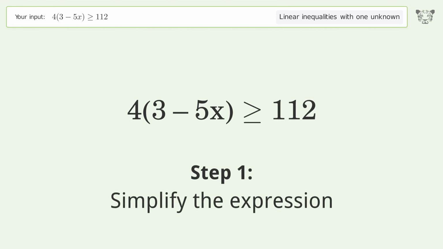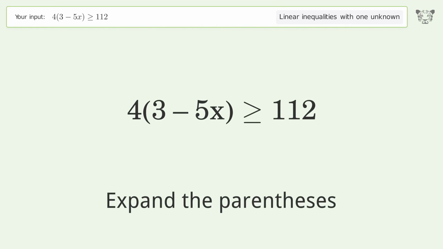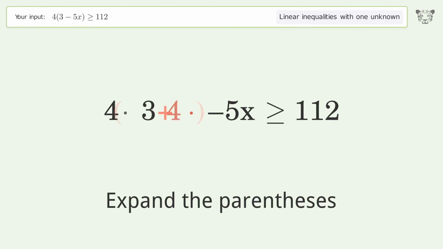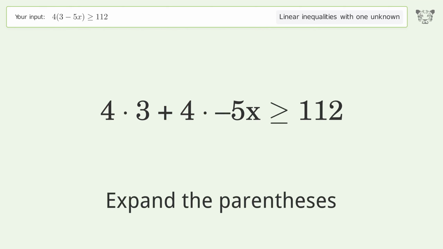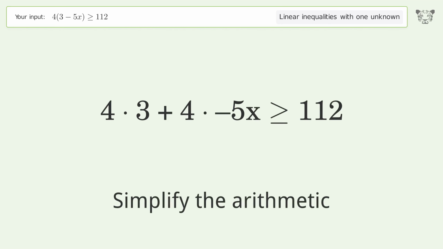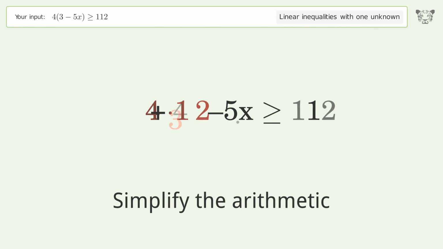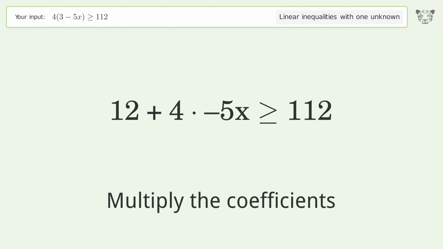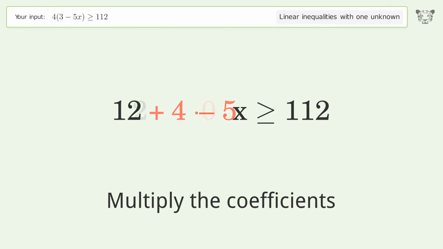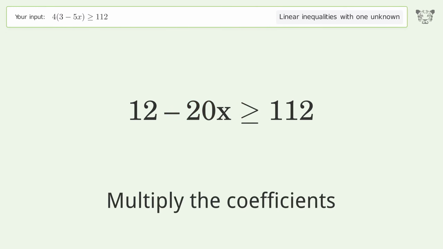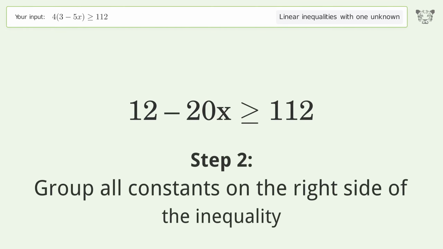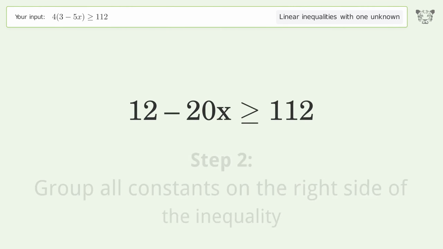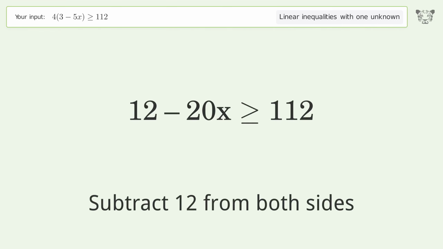Simplify the expression. Expand the parentheses. Simplify the arithmetic. Multiply the coefficients. Group all constants on the right side of the inequality. Subtract 12 from both sides.